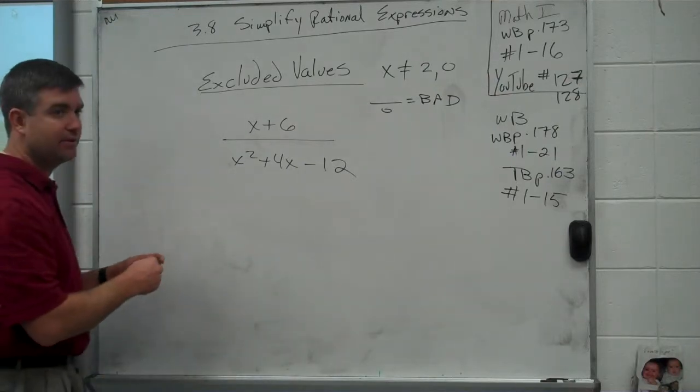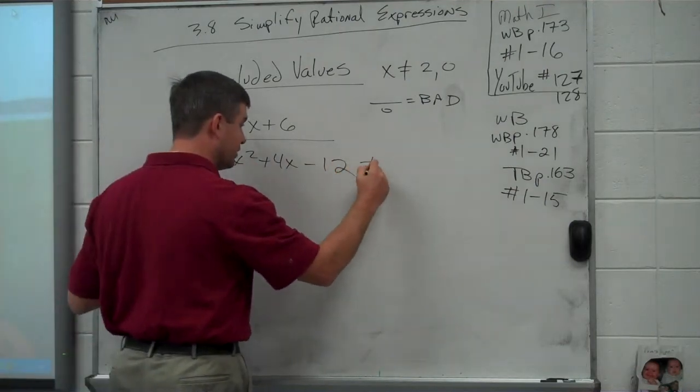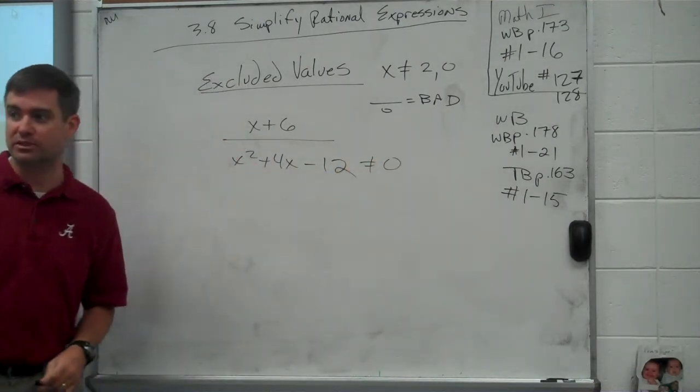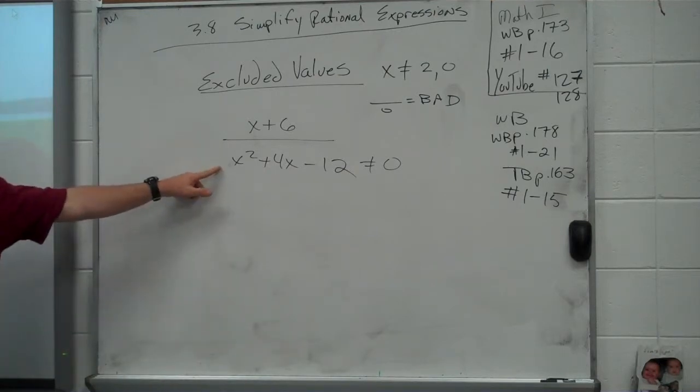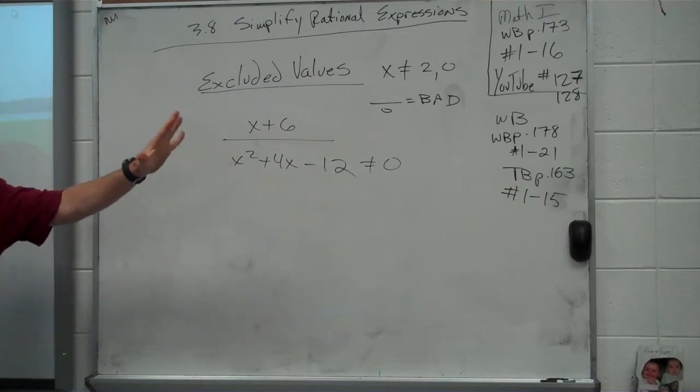Alright, so here we go. We know that we're looking at the bottom. We know that we're going to set that not equal to 0. We know that we're going to have to factor, right? That's the most important word in this section, being able to factor trinomials where a is equal to 1. This is a very simple trinomial.